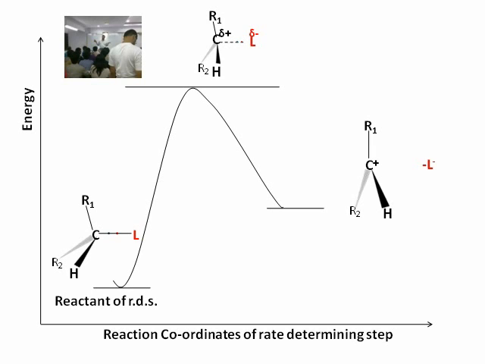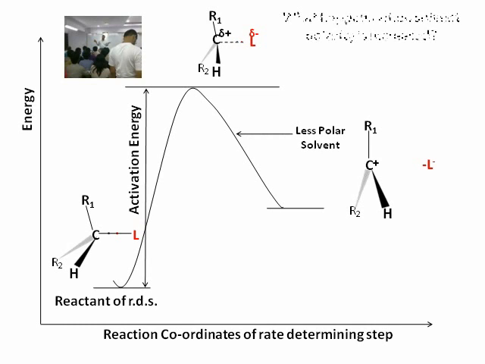This is the energy diagram. This is activation energy of the rate determining step. Suppose this was in a less polar solvent. Now we are supposed to understand what will happen if solvent polarity is increased.